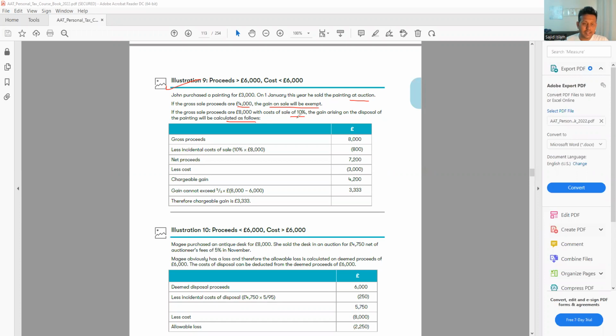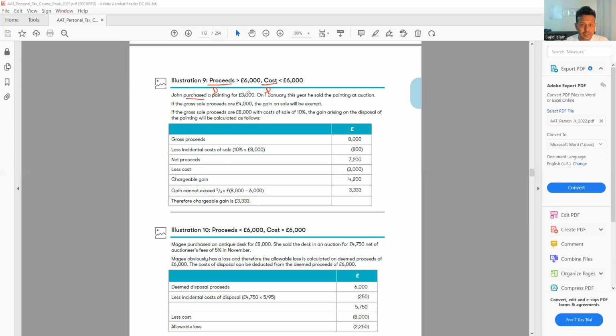So here we are looking at the gross sale being more than 6,000, because the cost is less than 6,000. So this is the formula we have checked before. If the proceed is more than 6,000 and the cost is less than 6,000, you can see here the cost is 3,000, that means less than 6,000, and the sales is 8,000, more than 6,000. It's very, very important to remember this thing. There's a lot of things here. The proceed means disposal, and the cost means purchase cost.